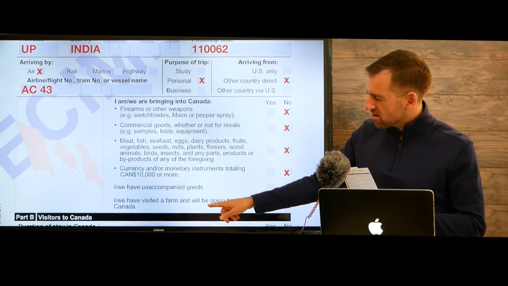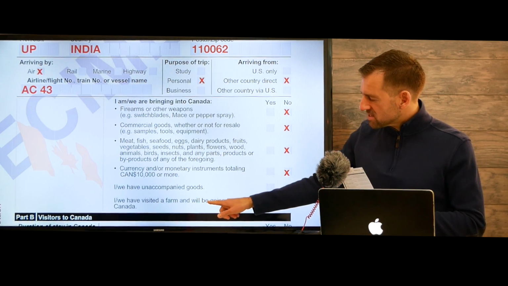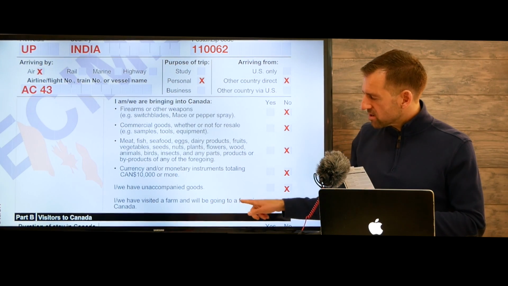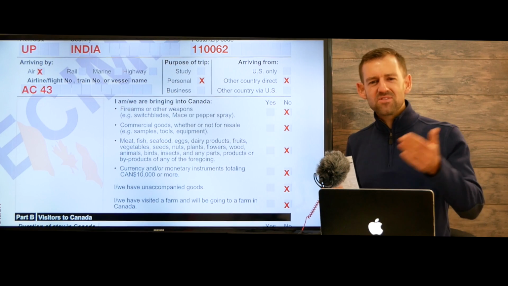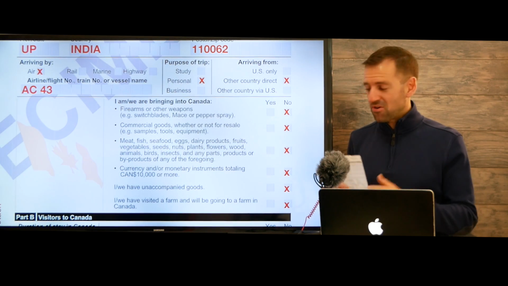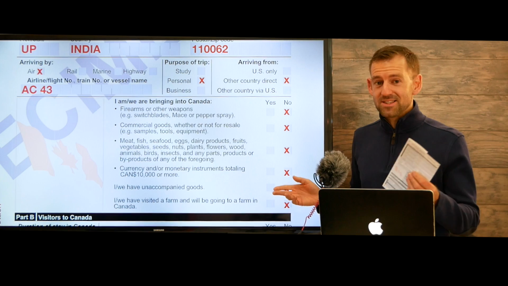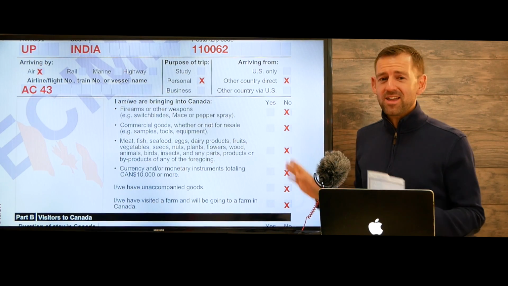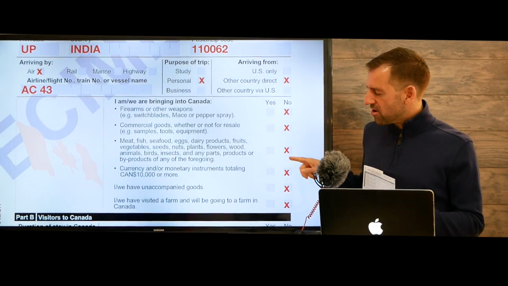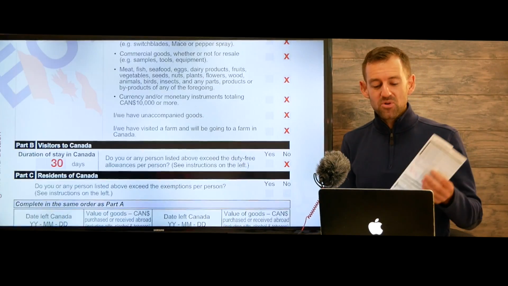And the last one here is, I have visited a farm and will be going to a farm in Canada. Have you visited a farm in your country? Are you going to be visiting a farm in Canada? I don't know. Raj probably isn't, so he's going to say no. All right, so this is very easy. Most people will just put no, no, no, no, no, no, no. Okay, and we can move to the next section.